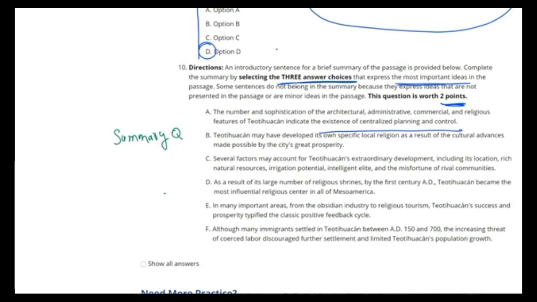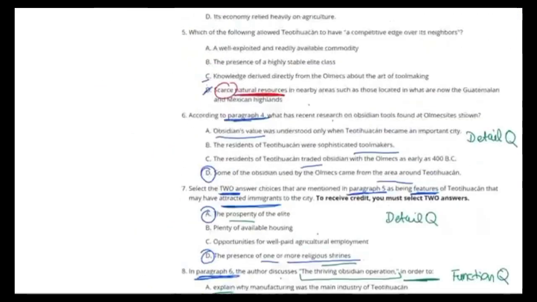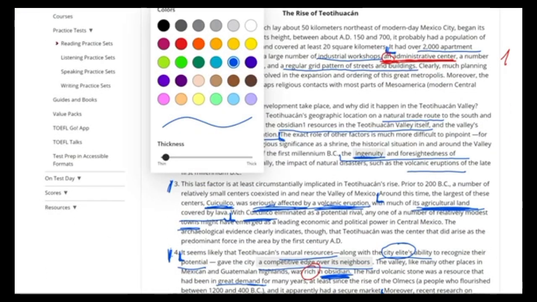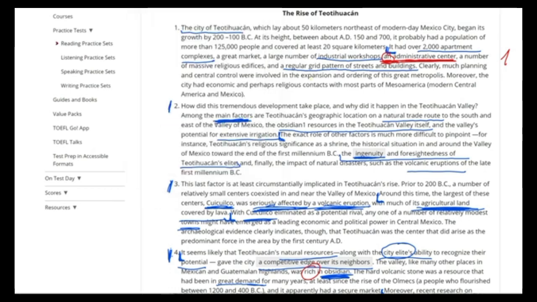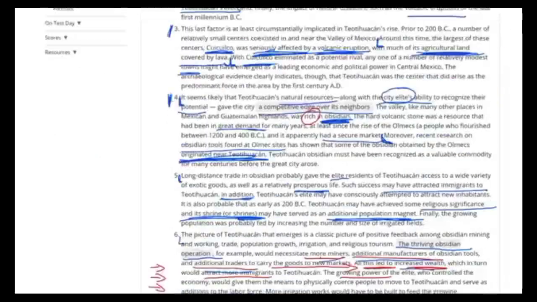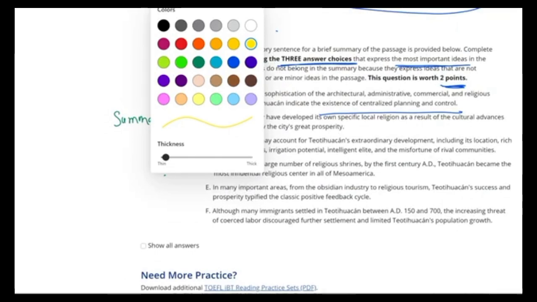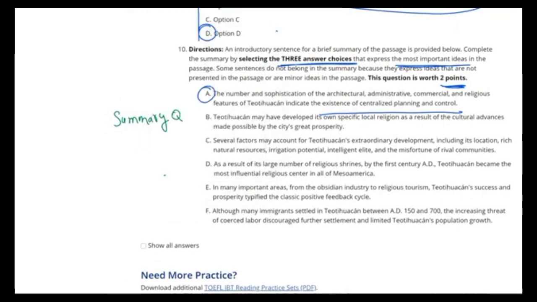Can we find the idea of centralized planning and control in the text? And is this idea important? Yeah, I think it is. Perhaps you remember that. Let's have a look at the text again. I will choose another color. This is getting very colorful here. Let's choose yellow. As you can see here, they talk about much planning and central control. So this idea seems pretty central. Let's choose A. That seems correct.